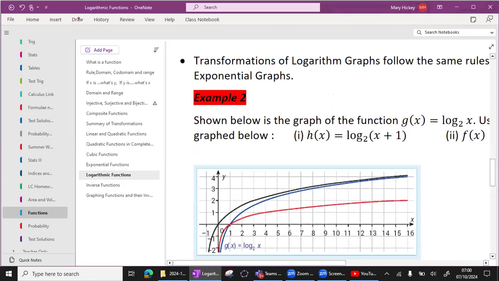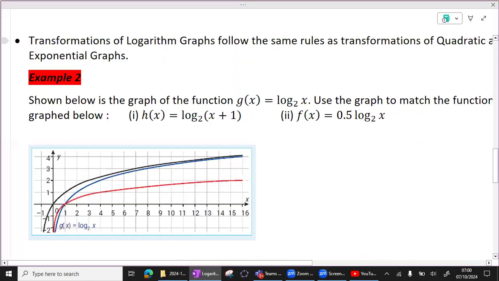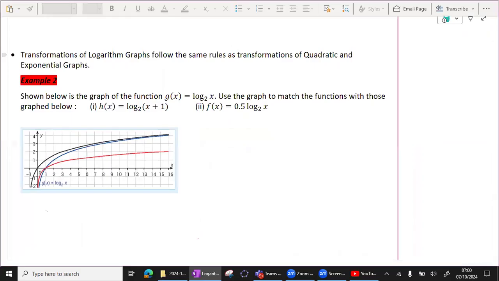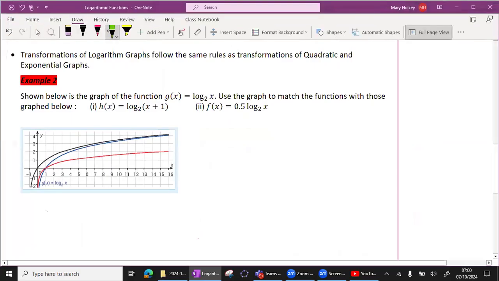Okay, and then what about transformations? Again, the good news is the transformations work in the same way that we've really been talking about for the last few lessons. If the change occurs within the bracket, it's a left or right movement. If the change occurs at the end, a plus or minus, then we're literally putting it on a different shelf. You're translating it totally up or totally down. And if the change occurs in front of the log, then that branch is either getting more steep or more shallow. So it's exactly the same as every other function we looked at.